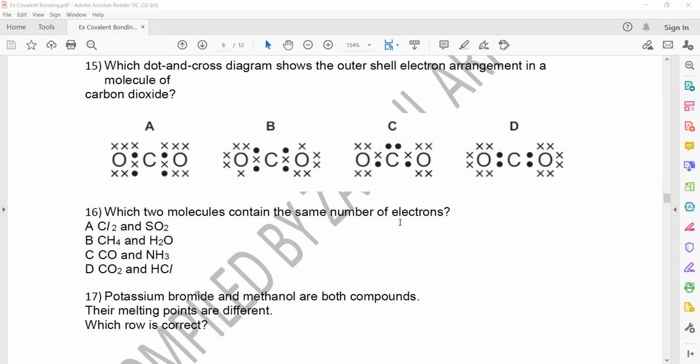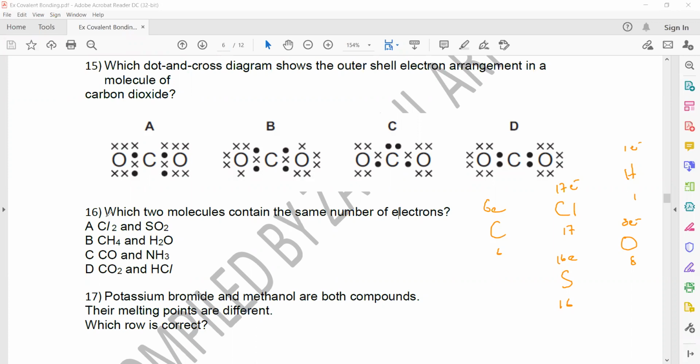Which two molecules contain the same number of electrons? How to get the number of electrons? For this you have to use a periodic table. When you check the periodic table, chlorine is 17, sulfur is 16, oxygen is 8, hydrogen is 1, and carbon is 6. These are the number of electrons present in each atom. One carbon contains 6 electrons, chlorine contains 17 electrons, one hydrogen contains 1 electron, oxygen contains 8 electrons, and sulfur contains 16 electrons.